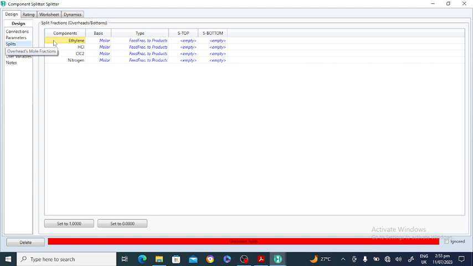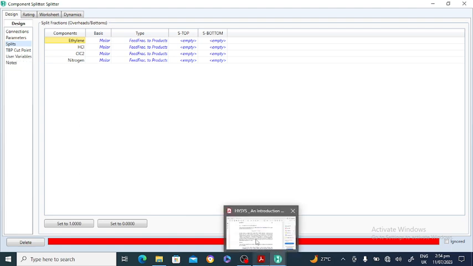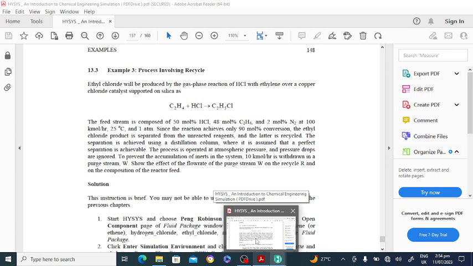And here if we click, this is the overhead mole fraction of ethylene, overhead mole fraction of HCl from the splitter, and the overhead mole fraction of ethyl chloride, and overhead mole fraction of nitrogen from the splitter. The overhead mole fraction of ethyl chloride from the splitter should be 0, because we want that whole ethyl chloride should be present in the bottom stream, because it is given in the question that the separation is achieved, in distillation assume that perfect separation is achieved.